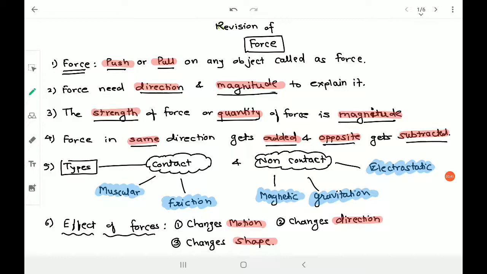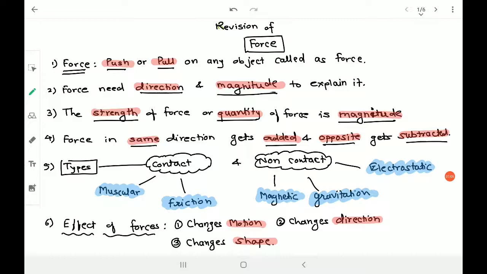If an elephant applies a force, it applies it with a large magnitude compared to a dog. So magnitude is the quantity of the force. If forces are in the same direction, they get added, and if they are in opposite directions, they get subtracted. Clear? There are some types of forces, like contact force or non-contact force.